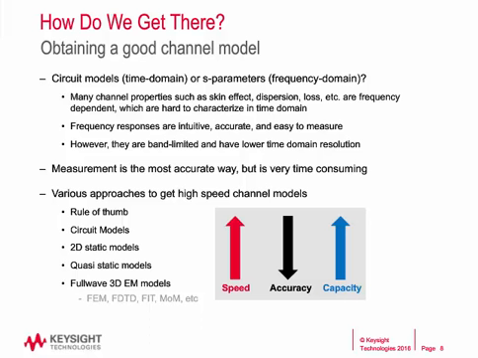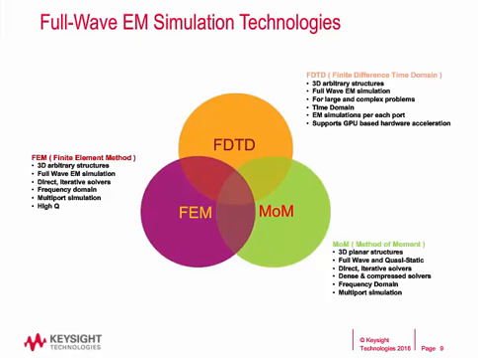Speaking of full-wave 3D EM solutions, full-wave EM is the most accurate modeling method next to the measurement. There are three most popular full-wave EM engines in the market: finite element method, finite difference time domain, and method of moments. Each one has its pros and cons, advantages and disadvantages, shown in the slide. You have to choose the right one properly based on your applications and needs.